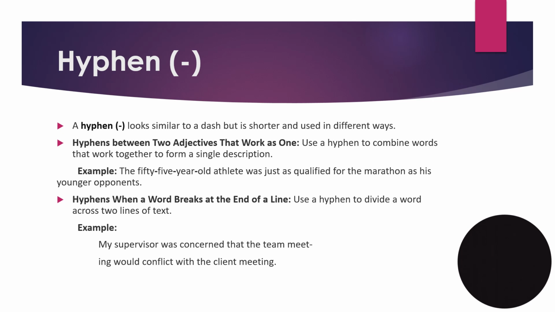Now we have the hyphen. A hyphen looks similar to a dash, but is shorter and used in different ways. Hyphens between two adjectives that work as one. Use a hyphen to combine words that work together to form a single description. Example: the 55-year-old athlete was just as qualified for the marathon as his younger opponents.